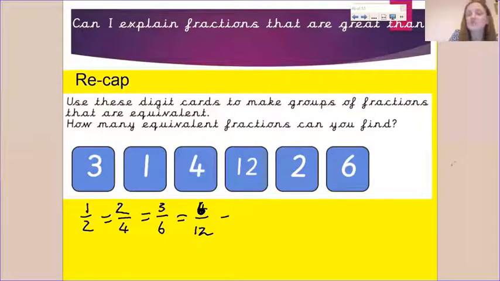Right, so underneath, I have written some of these, and you can see that I've made equivalent fractions. So I've used 1 over 2 is a half, is the same as 2 over 4, which is a half, which is the same as 3 over 6, because that is a half. And I've also said 6 over 12, and those also equal half. So see if you got any different ones.